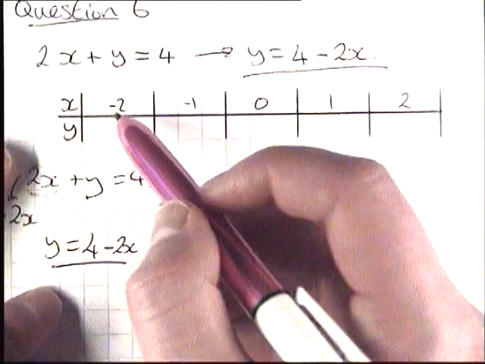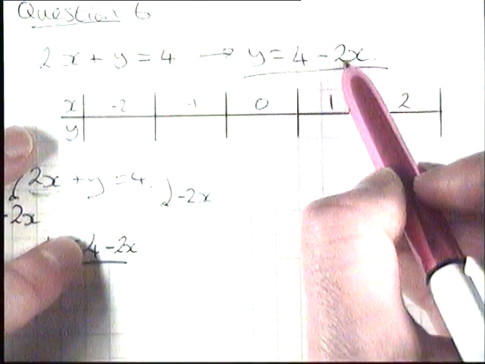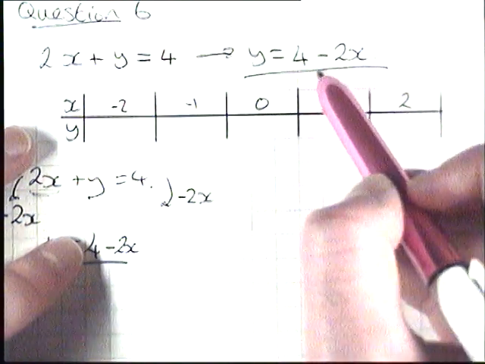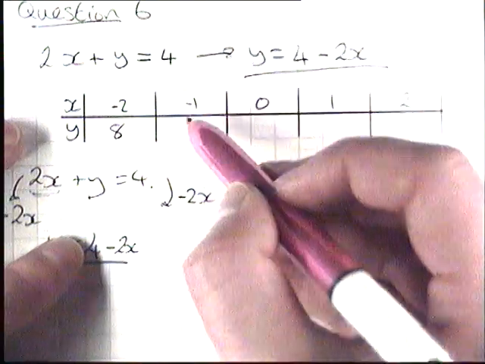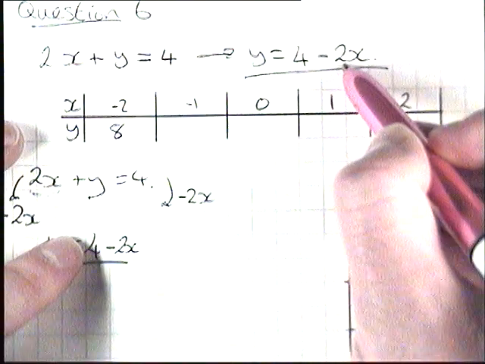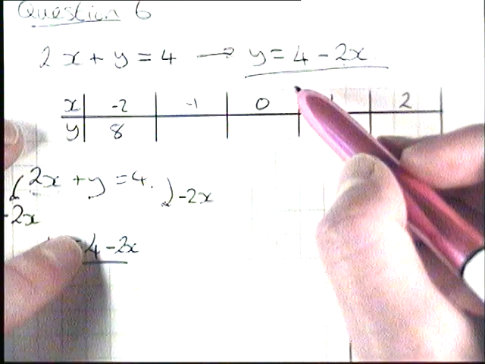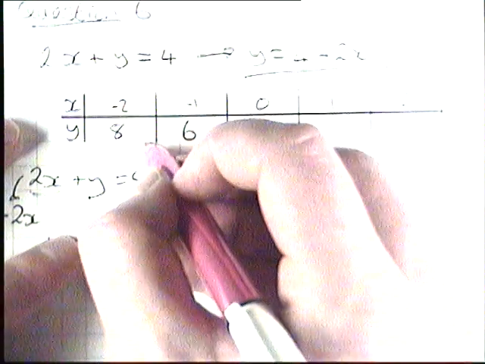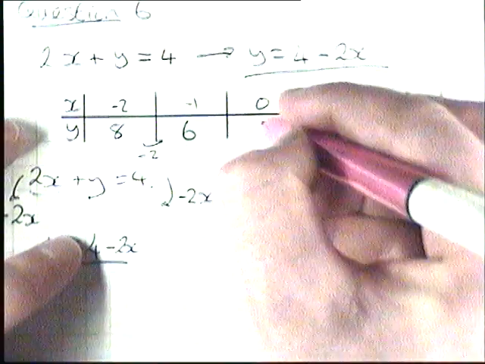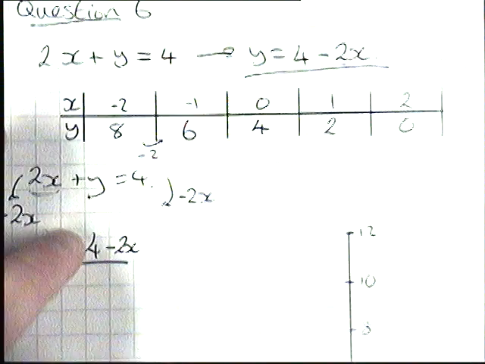So we're going to substitute our x values into our equation. So we've got -2 times -2 is +4, plus the 4 we already had is 8. -1 times -2 is +2. So 4 plus 2 is 6. And we're subtracting 2 each time. So we're going to then have 4, 2, and 0.